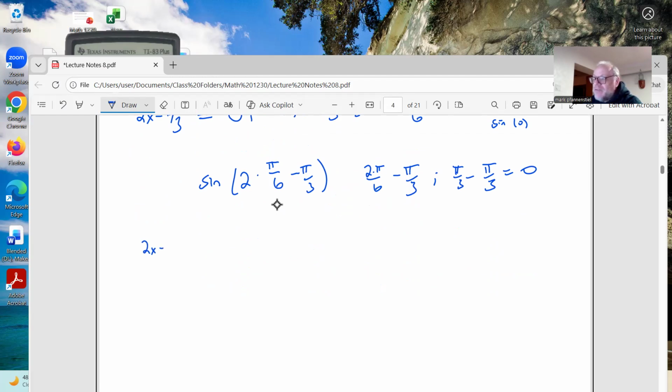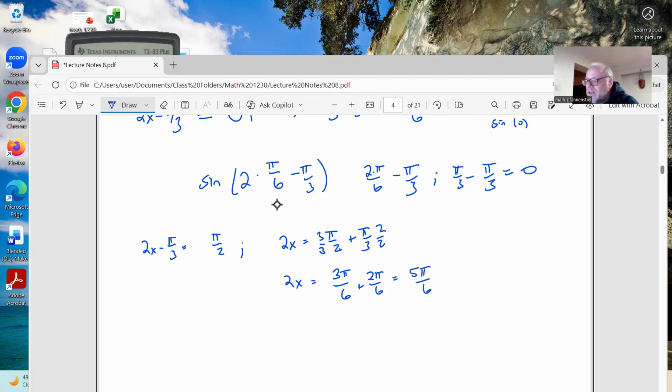So we have 2x minus pi over 3. My next value is pi over 2. What does x have to be so that this argument turns into pi over 2? Let's go ahead and solve that. We have 2x equals pi over 2 plus pi over 3. Oh no, we have to get common denominators. 3 over 3, 2 over 2. So 2x equals 3 pi over 6 plus 2 pi over 6. That's going to give me 5 pi over 6. So 2x equals 5 pi over 6.